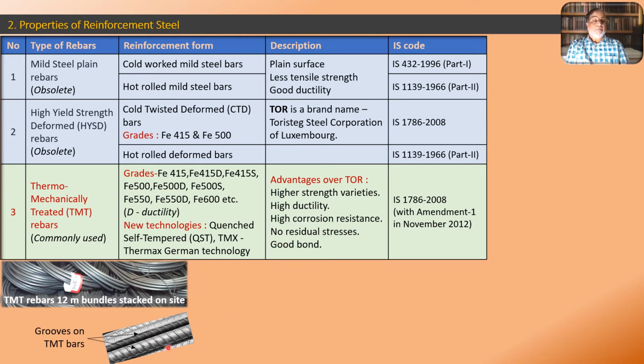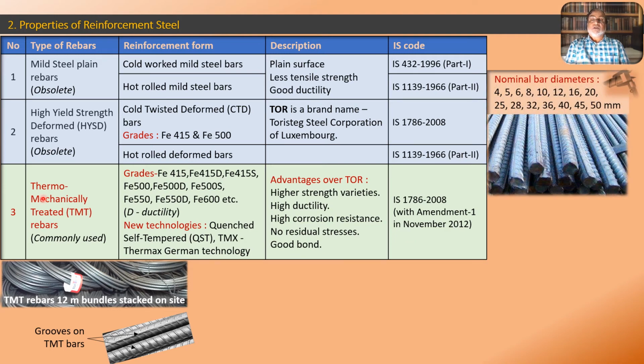There is good bond because again of the grooves on the TMT bars. We know that in RCC, concrete and steel will work together as a composite material only if there is a perfect bond between concrete and steel. That bond of steel with concrete will be strengthened by these grooves that will resist the slip between concrete and steel. So these are the advantages of TMT steel over Tor steel. Now IS 1786 2008 provides the provisions for this type of steel also.